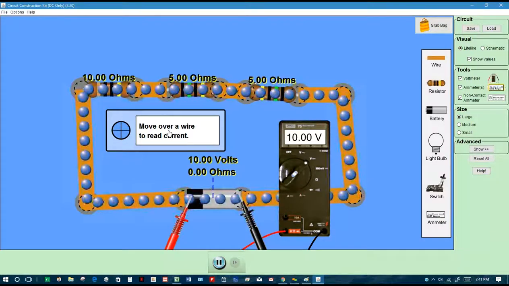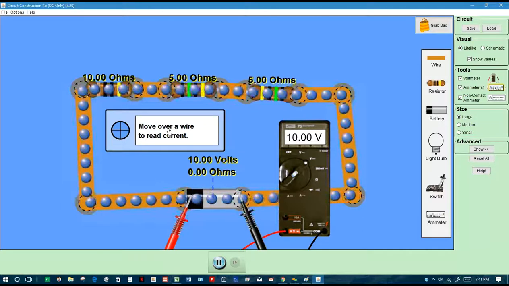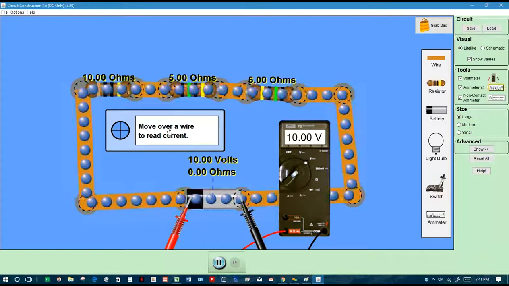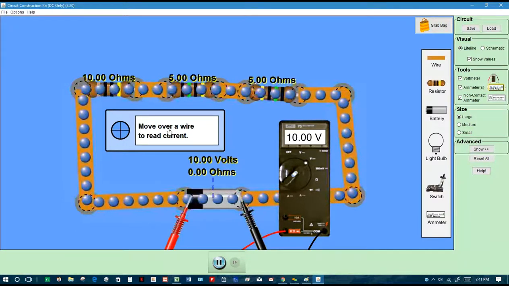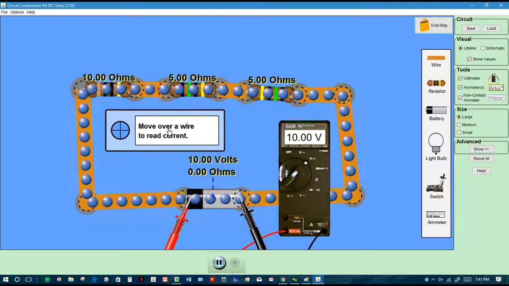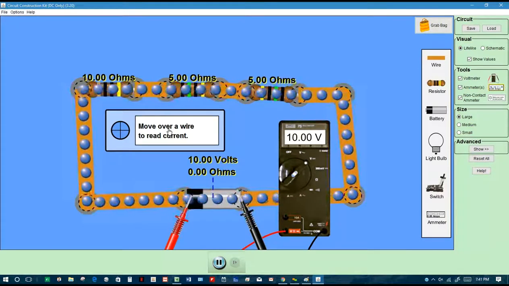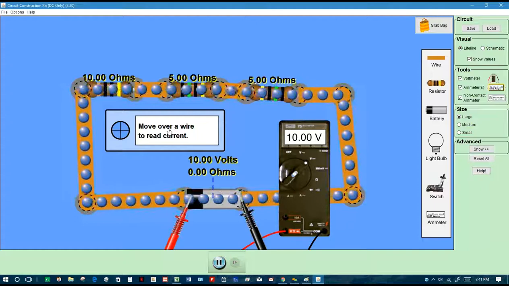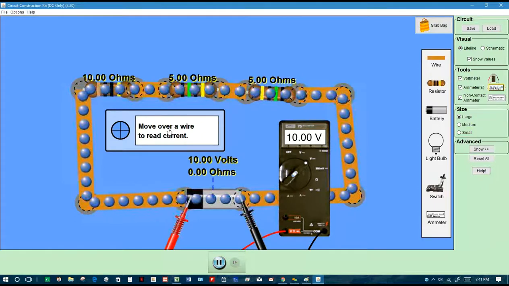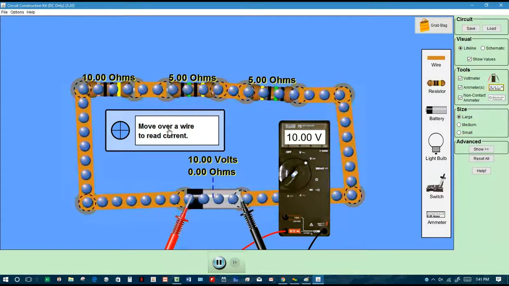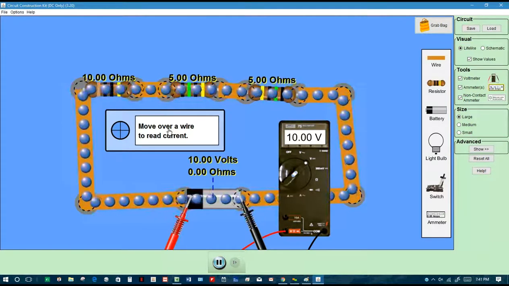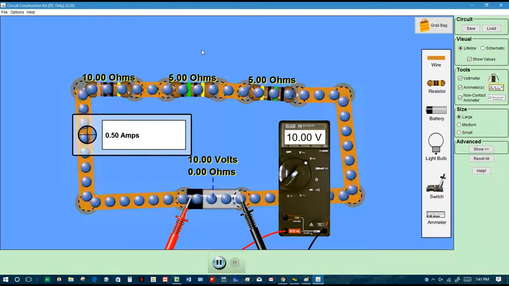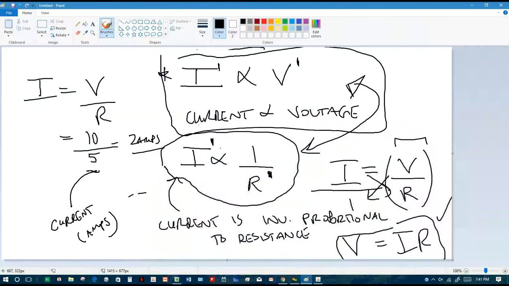Less than 1 amp. And what specifically should we get for the current? Use Ohm's law. I is V divided by R. 10 divided by 20. Yep, what is 10 divided by 20? 0.5. So if I move this over, as you watch on the screen, see how much current there is? Yeah, 0.5. So what we've uncovered is a new law, a new rule.